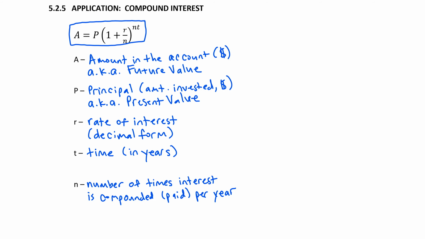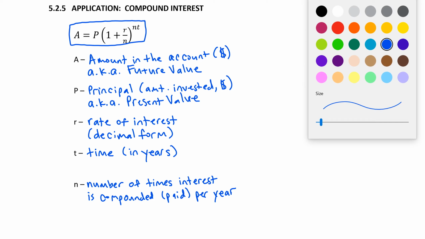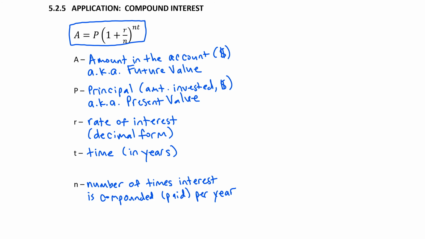This is what sets compound interest apart from simple interest. Remember, simple interest is paid once per year. Compound interest is added into your account multiple times per year. So, for example, if the bank says they are going to pay you quarterly interest, that means they're going to pay interest into your account 4 times per year. Or if they say monthly interest, that means you're going to receive interest in your account 12 times per year.